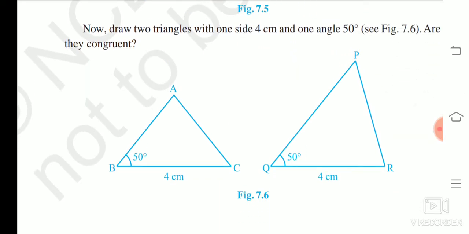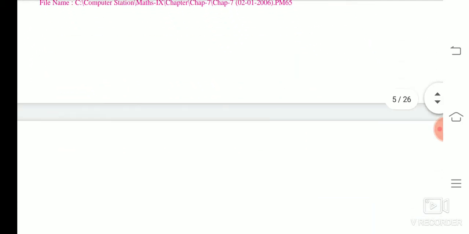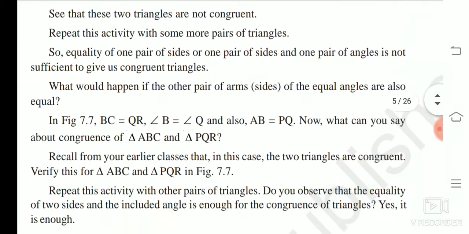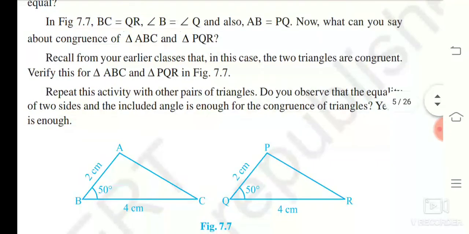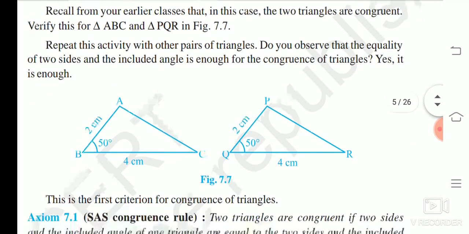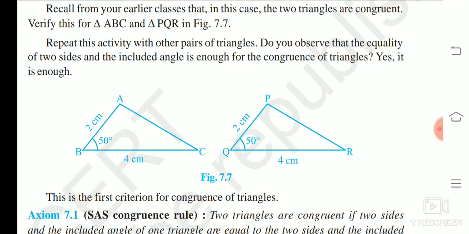Similarly, 50 degree only and 4 centimeter. So another thing, sides AB and PQ are not equal. So automatically these two triangles are not congruent. So by comparing this, we need 3 data. Then only we can tell these two triangles are congruent. Right. Now we just need the third one.